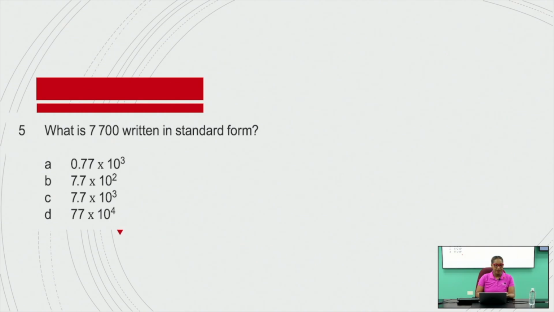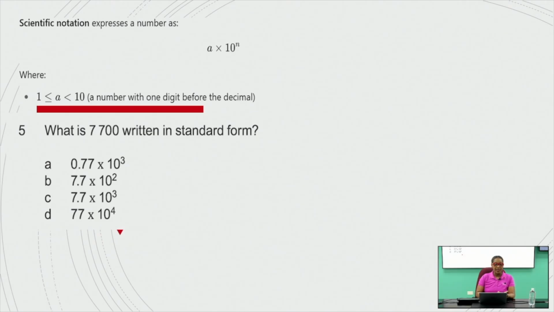We're on to question 5. What is 7,700 written in standard form? All right, so scientific notation, or what I just asked you, standard form, are interchangeable in this instance. When you represent A times a power of 10, A must be greater than or equal to 1, but also less than 10. So the digit we're talking about is 1 or more, but it has to be less than 10 if we're going to write it in standard form.